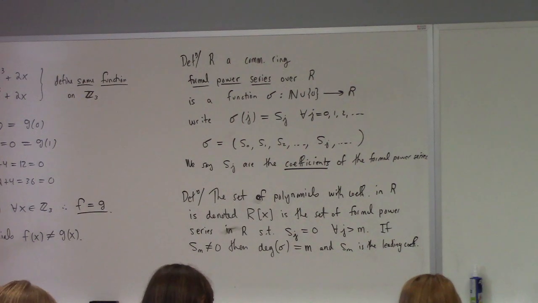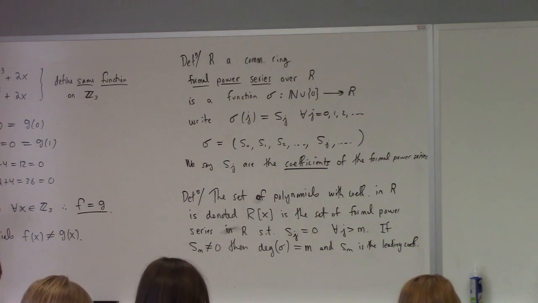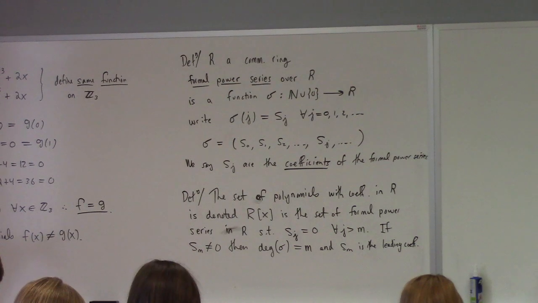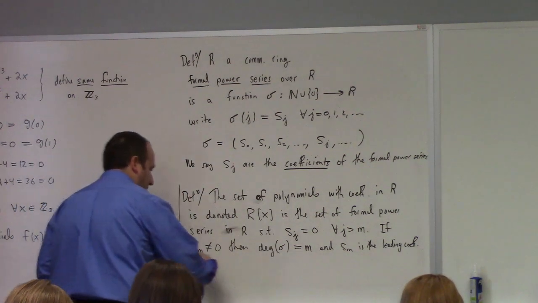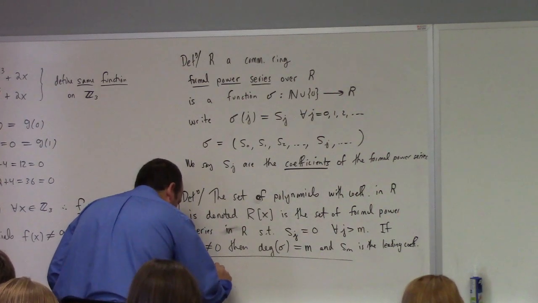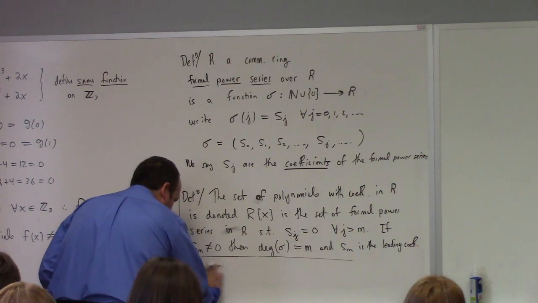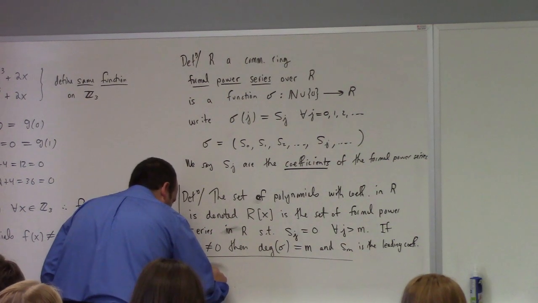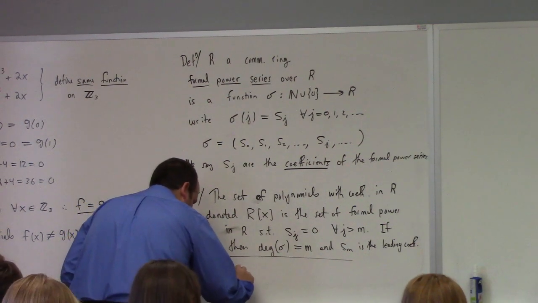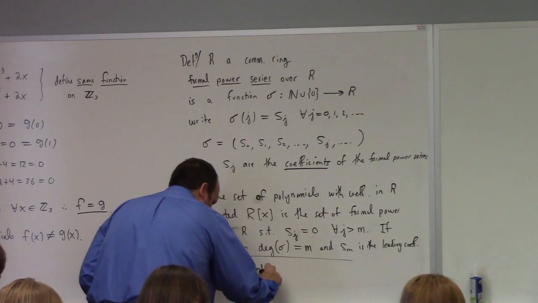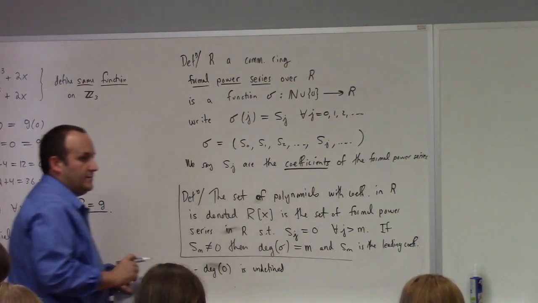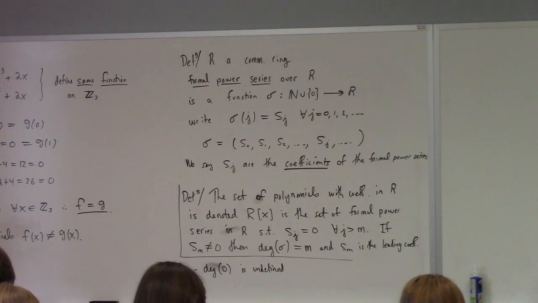However, to be careful, we do not define the degree of the 0 polynomial. Okay, some finer points here. Let's say that the degree of the 0 polynomial is undefined. But if there is a non-zero coefficient, then we can take the largest non-zero coefficient in the polynomial, and that will define the degree of the polynomial. Okay?